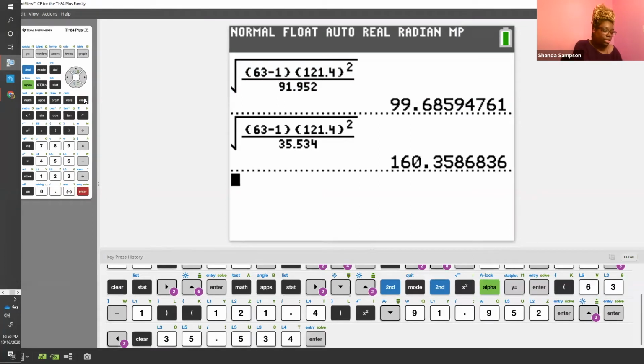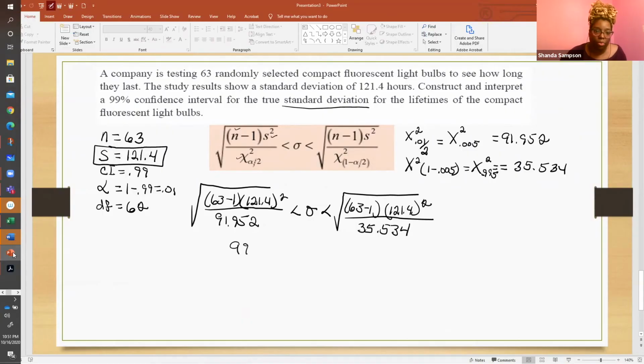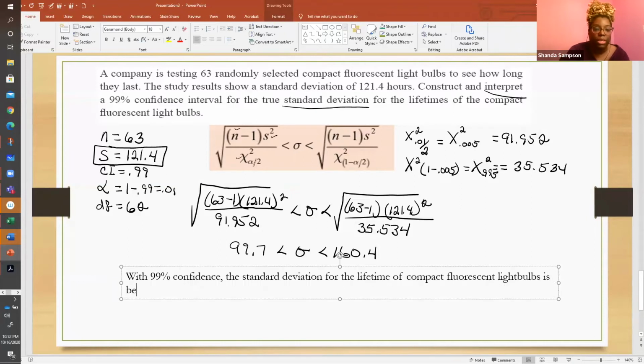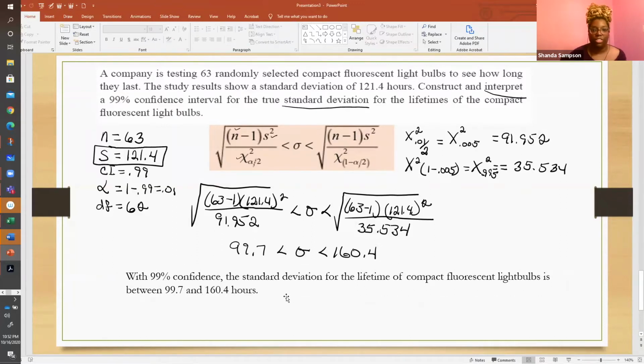Now I have my two ends. It looks like one is 99.7 and the other one is 160.4. So let's put that down. 99.7 is less than sigma is less than 160.4. So we have our confidence interval, and now we need to interpret it. With 99% confidence, the standard deviation for the lifetime of compact fluorescent light bulbs is between 99.7 and 160.4 hours. So that takes care of that. We've done everything that we need to do with that.